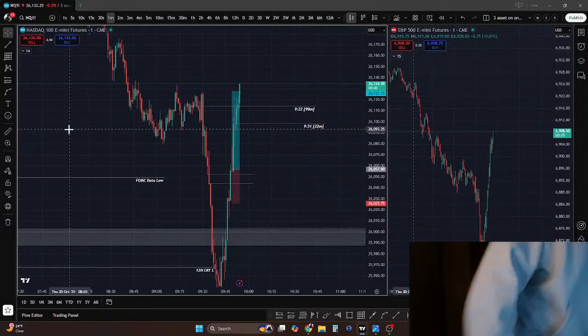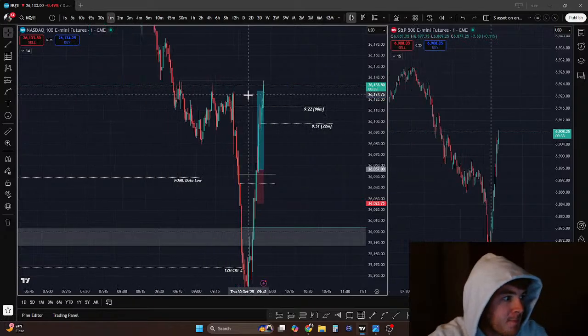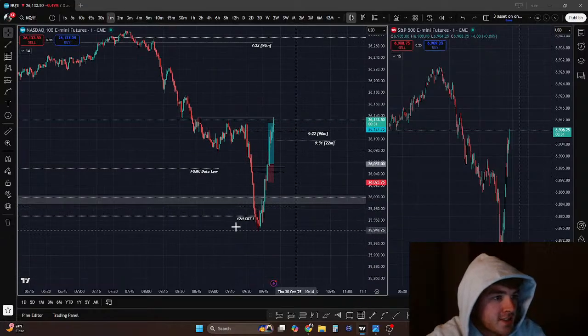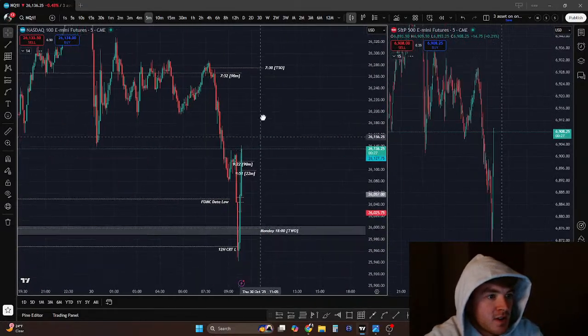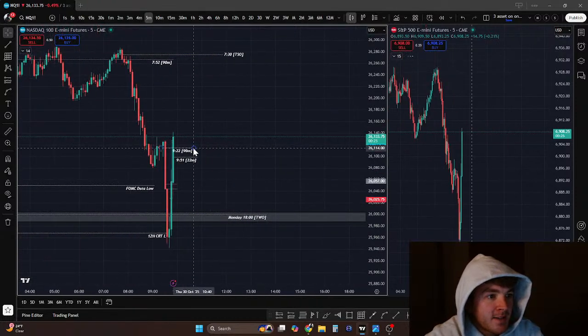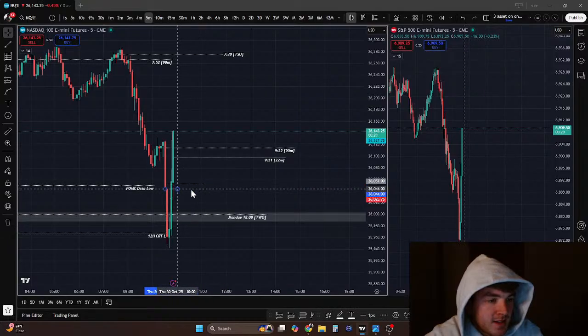Alright, looks like it was low resistant. Wow, what a crazy reversal. So it looks like things are getting bullish now at this point, right? Looking like things are getting bullish.